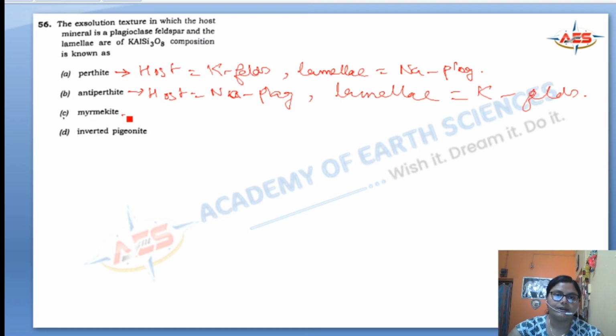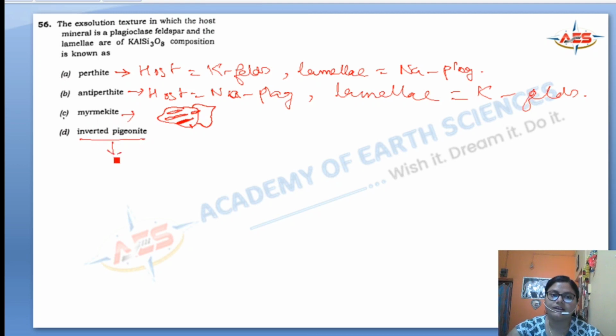Okay. Now, in the case of myrmekite, what is it? Generally within a plagioclase, when we get blebs of wormy quartz and we have an adjacent orthoclase feldspar, we call this texture myrmekite. That means these blebs of quartz are found inside the plagioclase, and the plagioclase is adjacent to the orthoclase feldspar. It is called myrmekite texture.